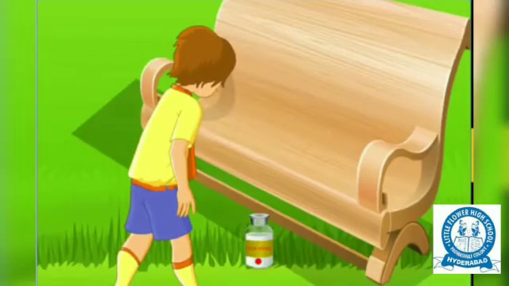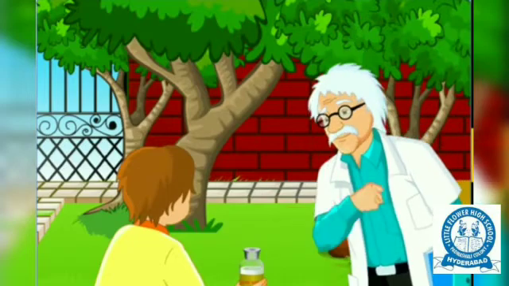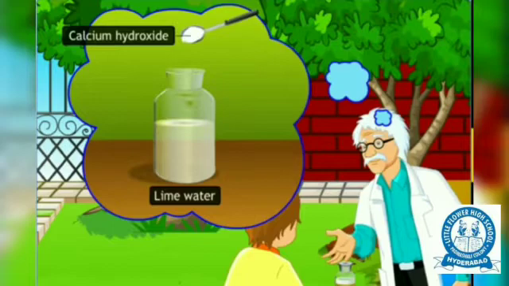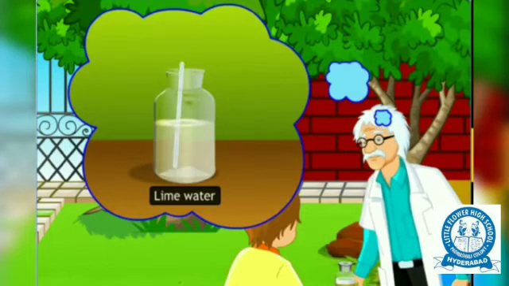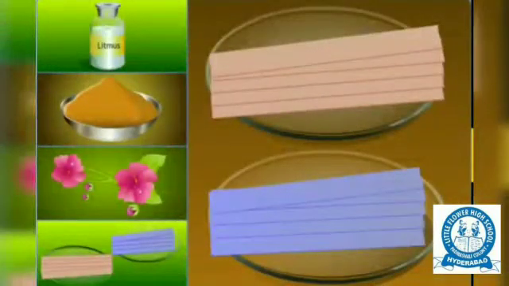Look, I found something. The label says this is lime water. I wonder what that is. Is it acidic or basic? Look, I found something. But I don't know what it is. This is lime water. It is made by dissolving some lime in water and allowing it to stand for some time. We must test this with an indicator to check what it is.